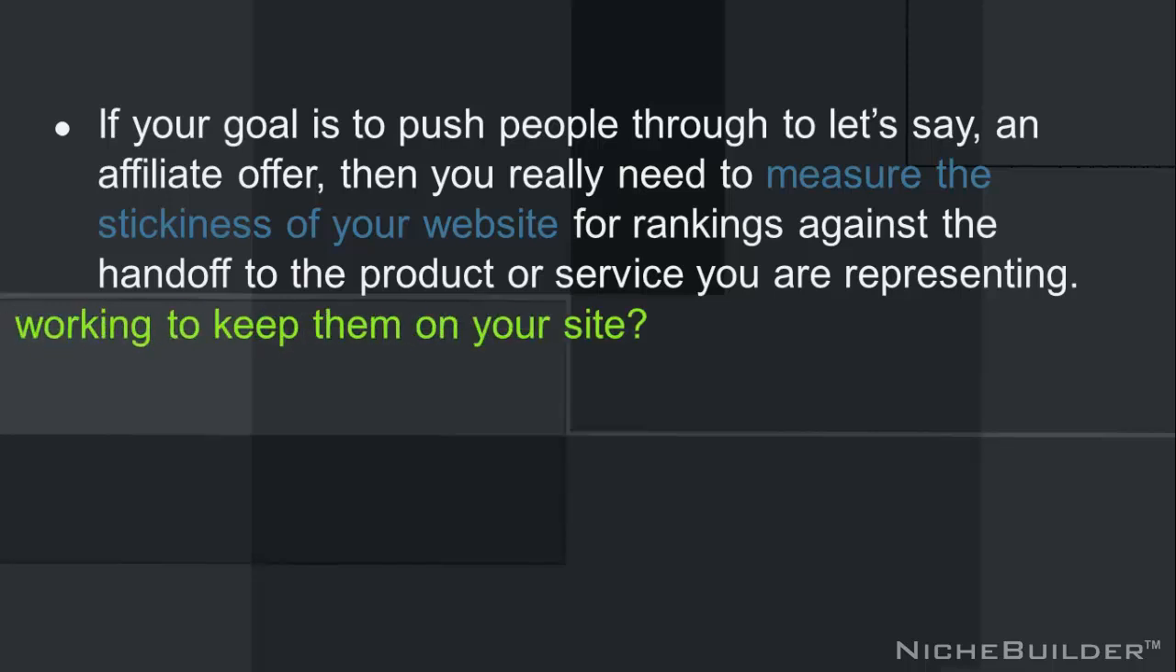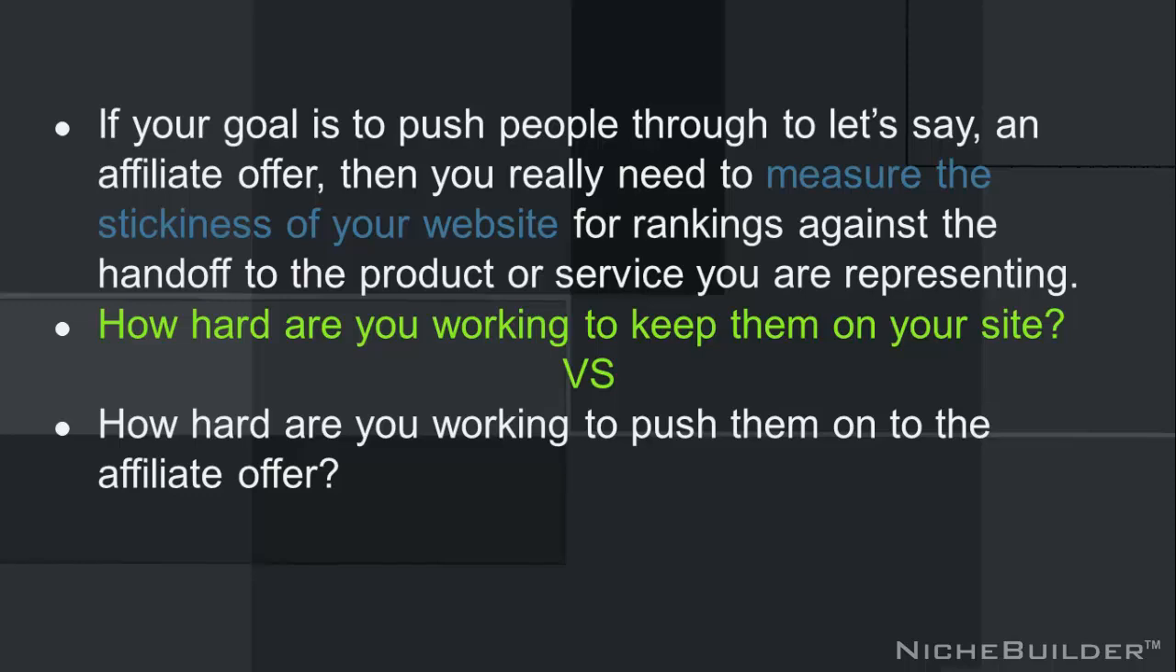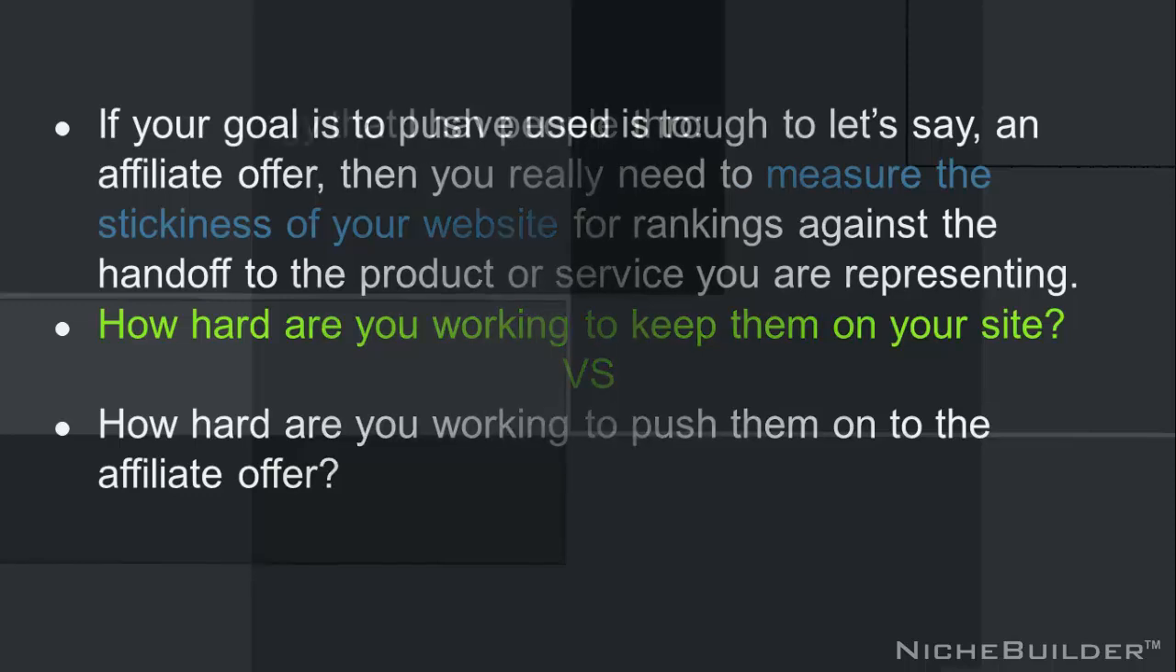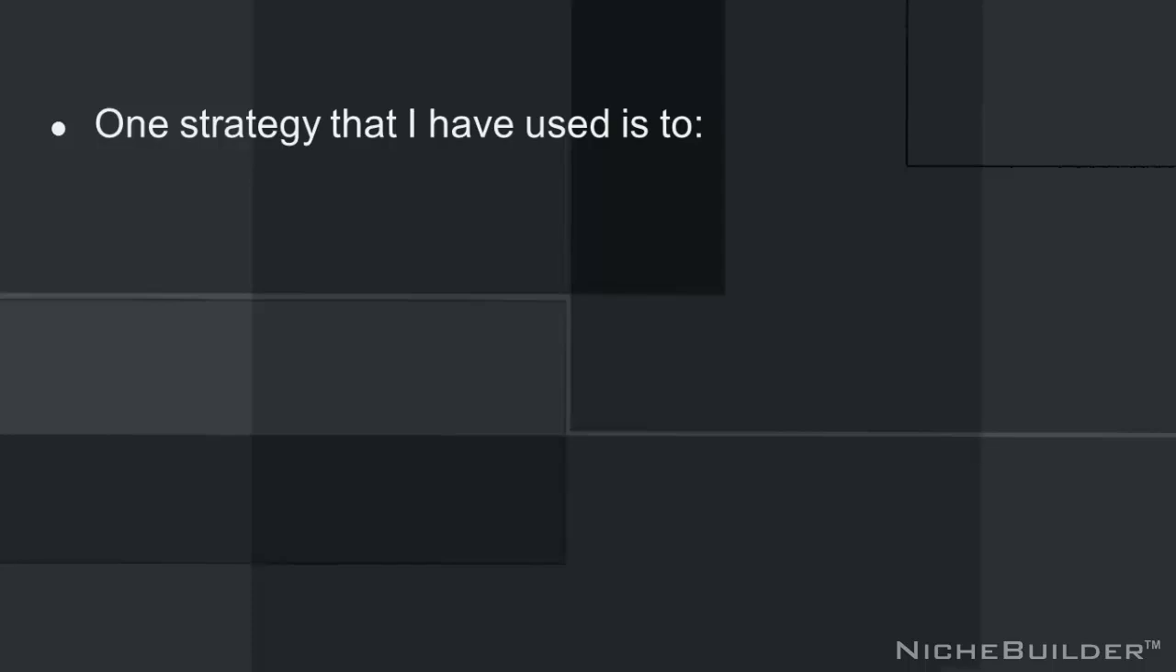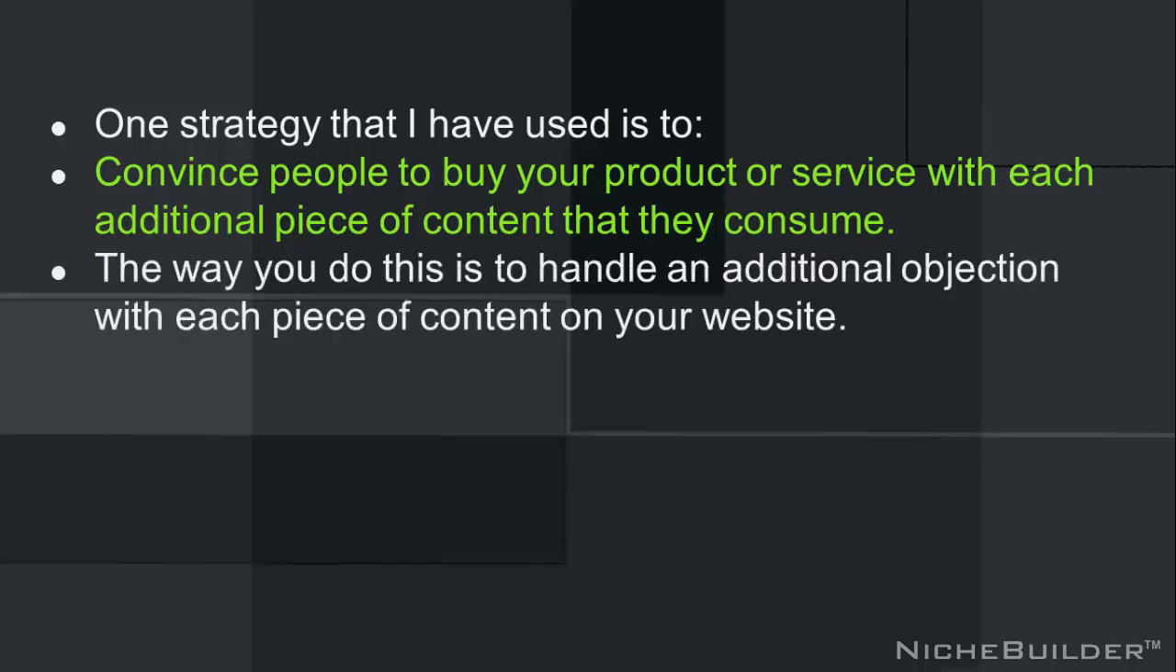That means, how hard are you working to keep them on your site versus how hard are you working to push them on to the affiliate offer? One strategy that I've used from time to time is to convince people to buy your product or service with each additional piece of content that they consume. The way that I do this is I'll handle an additional objection with each piece of content on the site.